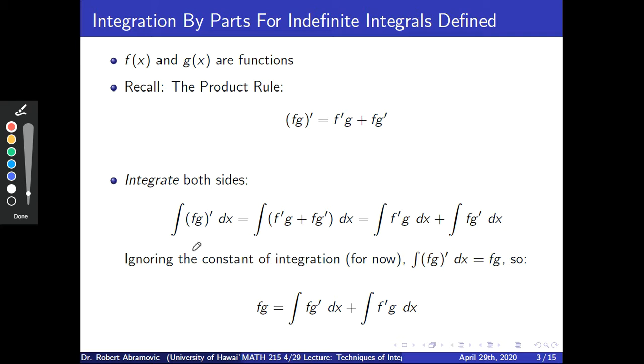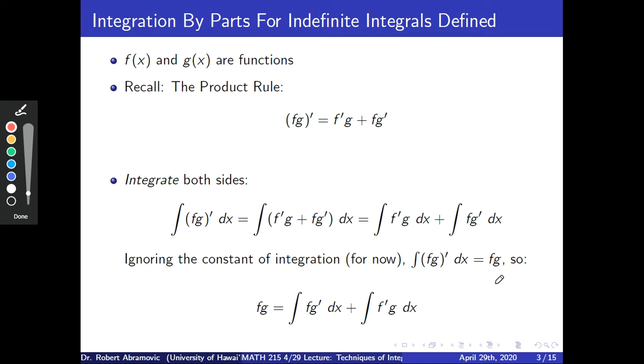Now, let's look at the term we have on the left-hand side. The indefinite integral of the derivative of f times g, well, what is that really saying? This is saying anti-differentiate the derivative of fg. Well, the antiderivative of any derivative is just going to be the original function. That's why this indefinite integral is going to be f times g. That's, of course, ignoring the constant of integration for now, because we're not going to have it all the time.